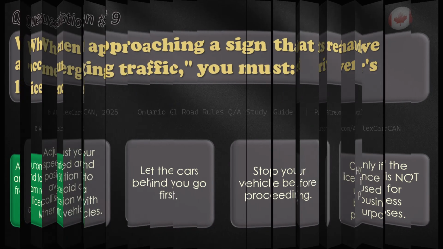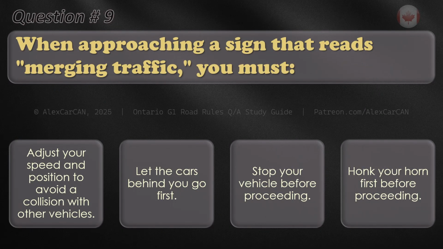Question number 9. When approaching a sign that reads merging traffic, you must adjust your speed and position to avoid a collision with other vehicles. Let the cars behind you go first. Stop your vehicle before proceeding. Honk your horn first before proceeding. The correct answer is adjust your speed and position to avoid a collision with other vehicles.